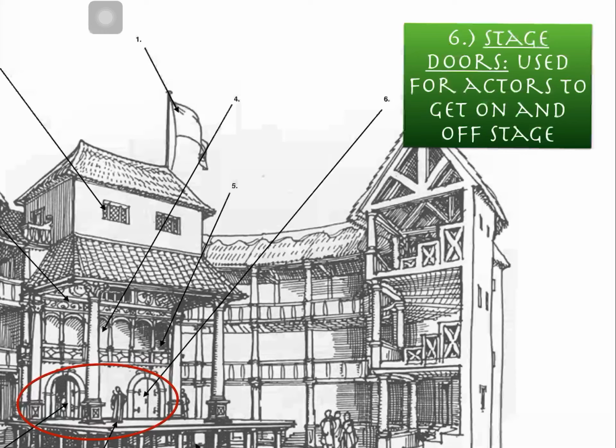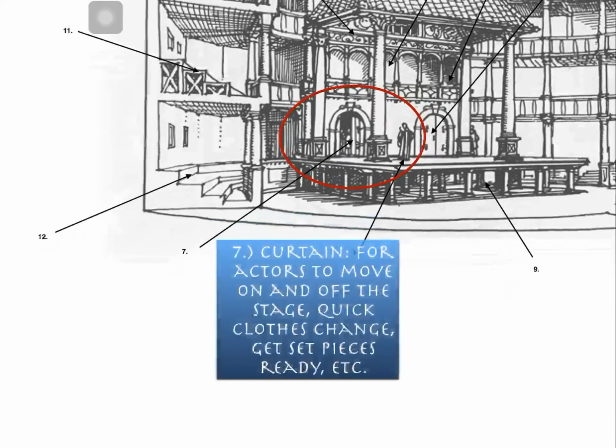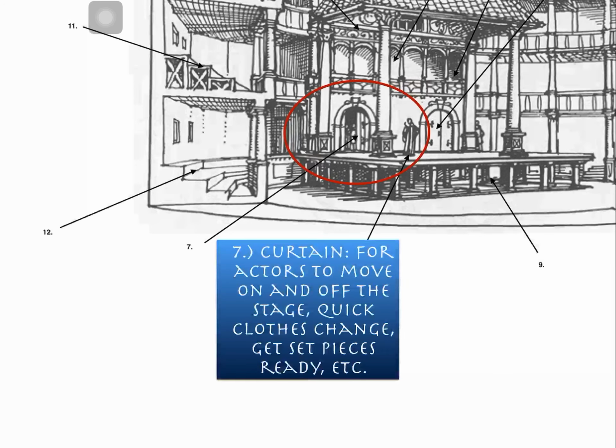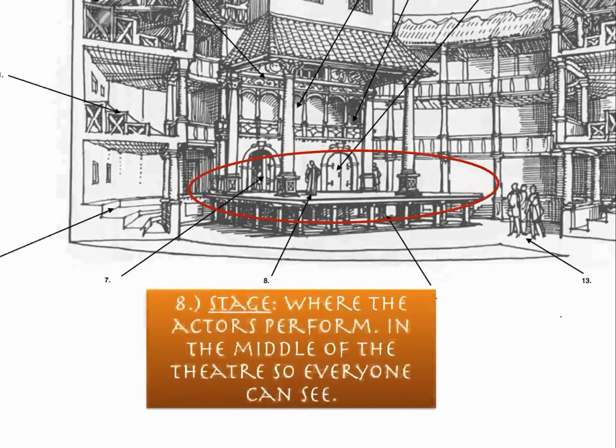The stage would also have stage doors, which are pretty self-explanatory. They're used for going in and out of to get actors on and off stage. Additionally, there would be a curtain, so not only were there formal doors, but there were also curtains off to the side, so if an actor needed to make a quick change or grab a prop really fast, that would be more convenient than going through the doors. And then there's the stage itself, where the actors perform.